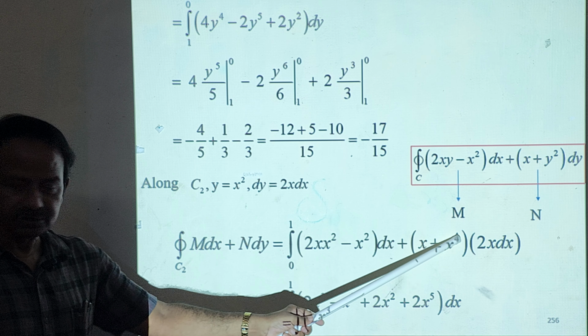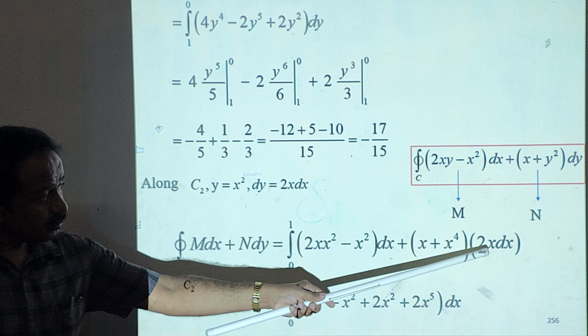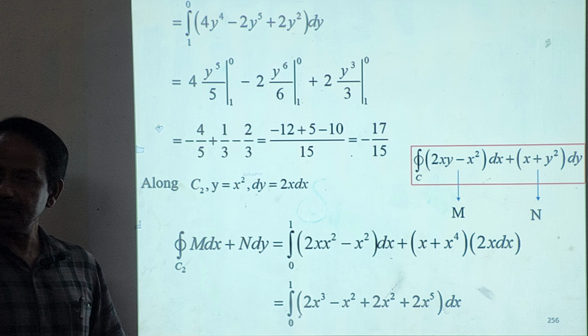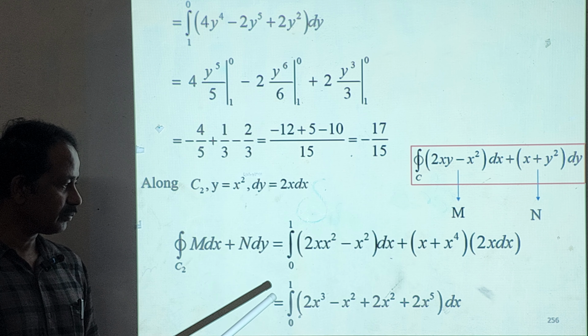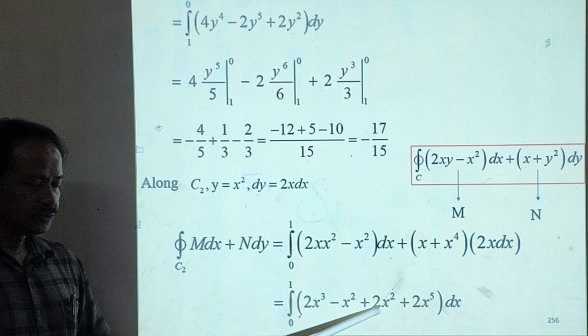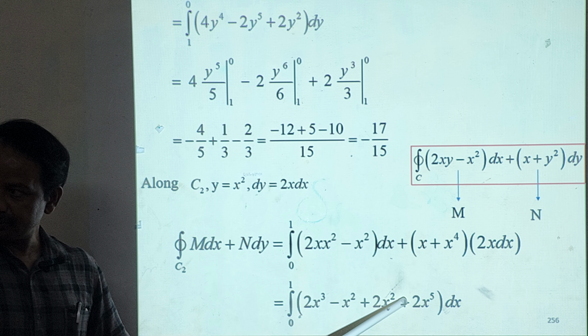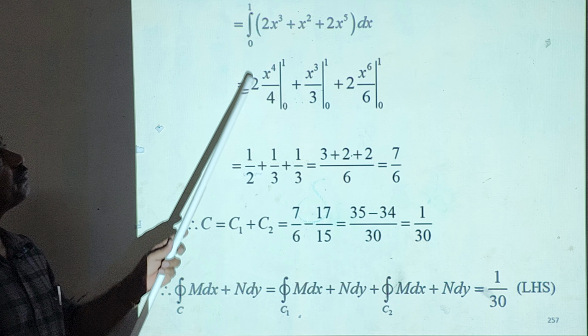This becomes 2x squared plus x to the power... No, you have 5. See, here one x is there. So we have x to the power 5, 2x to the power 5. So this one will give you plus x squared. So we have 2x cube plus x squared plus 2x to the power 5 dx.